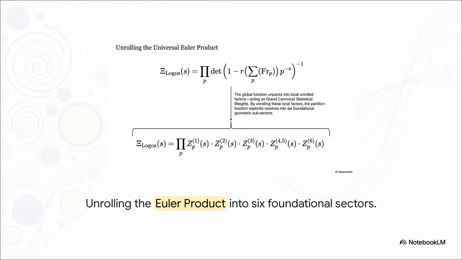Notice how the global function explicitly unpacks into these local, unrolled factors. See that product symbol over p? The equation is calculating a determinant involving the local Langlands parameter at each and every prime. These unpacked local factors act as grand canonical statistical weights. So effectively, the cosmic equation resolves down into 6 foundational geometric subsectors.